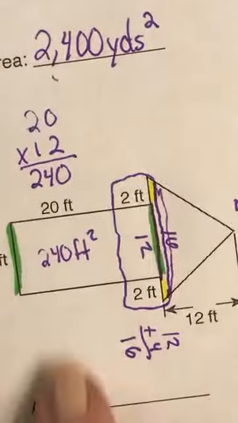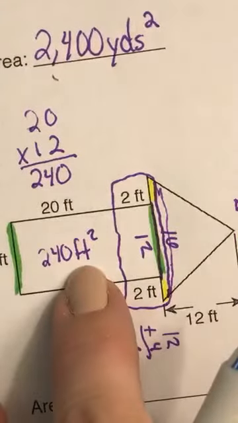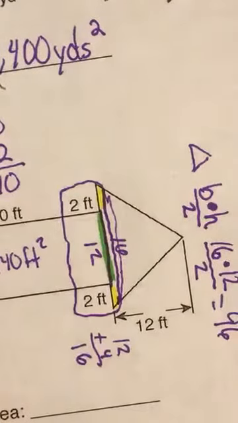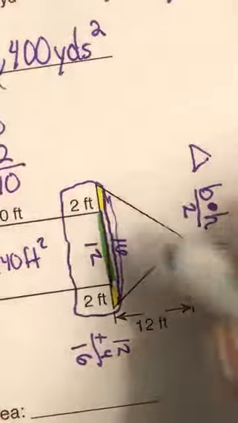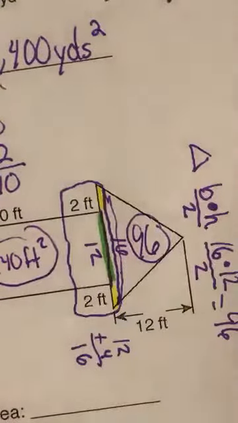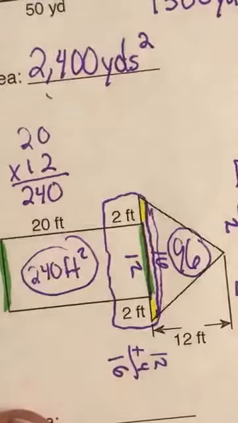Okay, turn the paper back the right way. The area here is 240 square feet. The area here for the triangle we just found out is 96 square feet. So we need to take those two numbers and add them together.